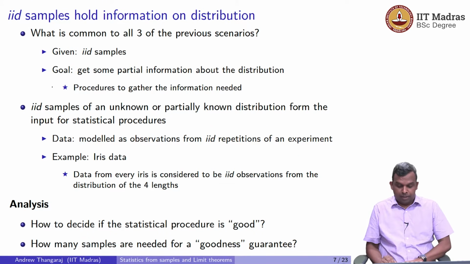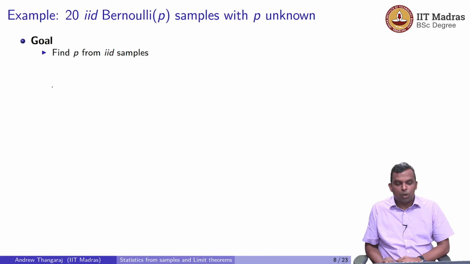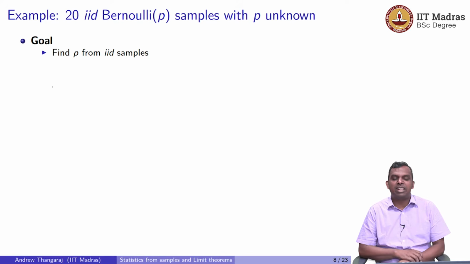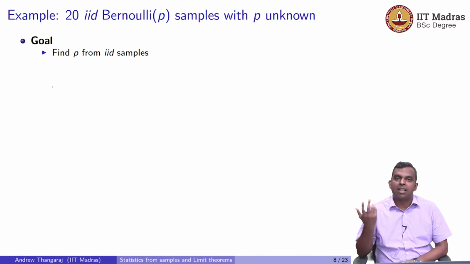Okay, so let's keep proceeding. We're only taking baby steps now. This is a very high level picture. We will get into more details as we go along. Okay, so here's immediately an example. I'm going to start with a very simple example where somebody gives you 20 IID Bernoulli P samples and P is unknown to you.